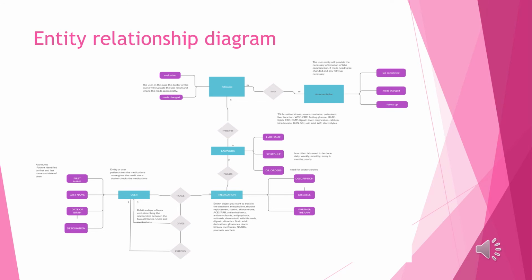Medication will have a relationship of needs to the entity of lab work with a cardinality of many to many. The entity lab work will have attributes of lab name, schedule, and MD order. MD order entity will have a further element of yes or no. The entity of lab work will have a relationship of requires with the entity of follow-up. Follow-up will have the attributes of evaluation and met changed, and a cardinality of one-to-many.